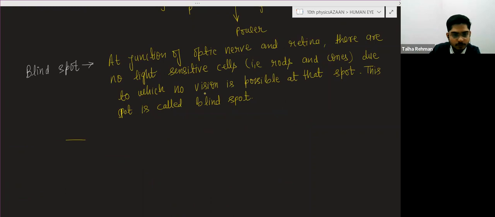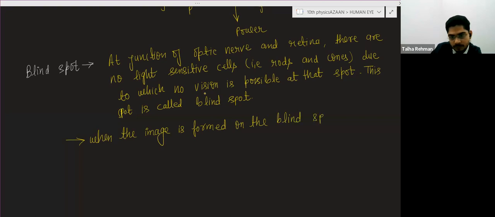So you can write here one point: when the image is formed on the blind spot, this image cannot be seen by the eye.